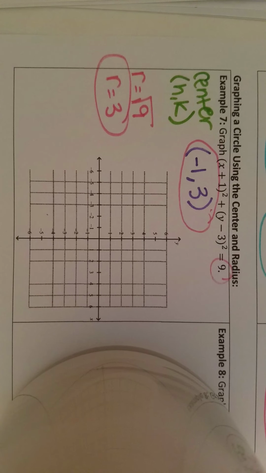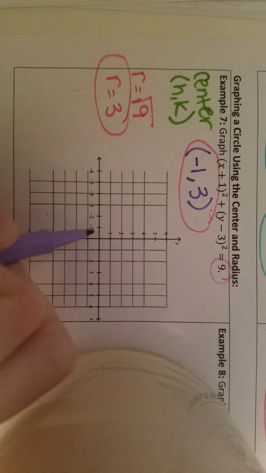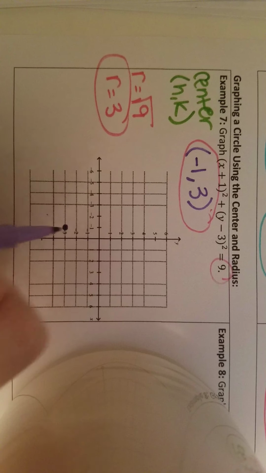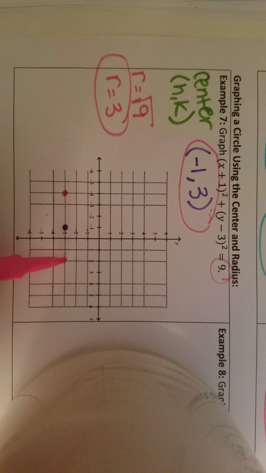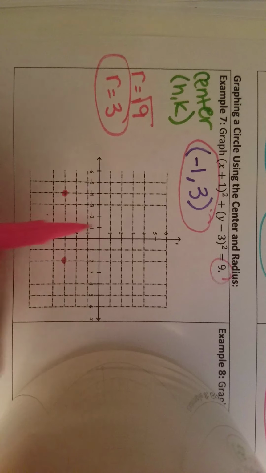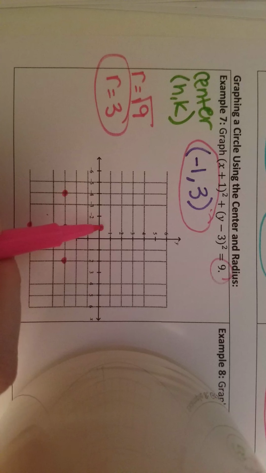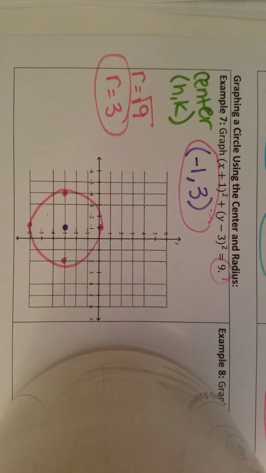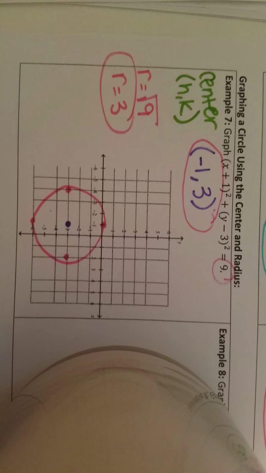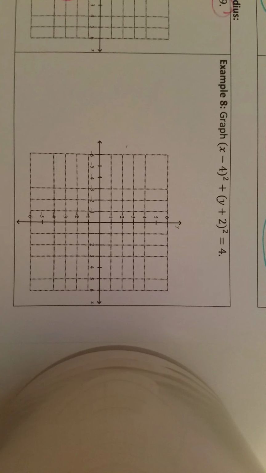So we're going to plot these points. We're going to go over to negative 1 and up 3. And then our radius is 3, so we're going to count out 3 boxes going in every direction: left, right, down, and up. And just like what we did yesterday, you're going to kind of gracefully try and make it look like a circle. Obviously, it's not going to be perfect, but as long as you have the dots plotted, that's really what counts. We're going to do this one more time for good old example 8 here.